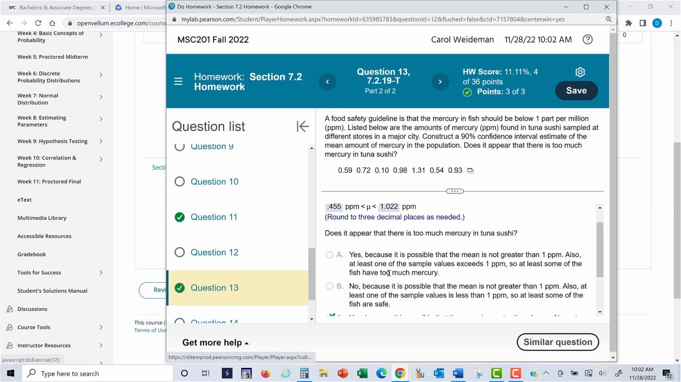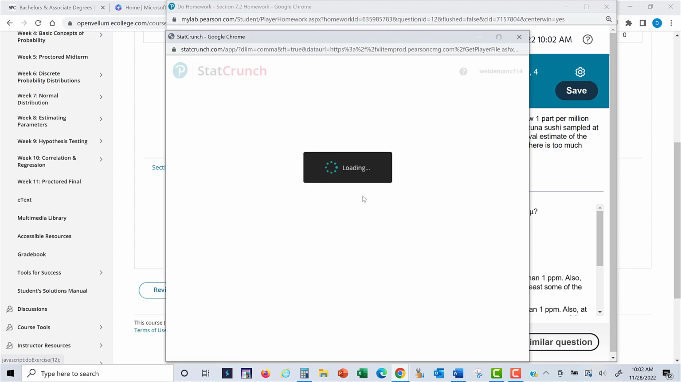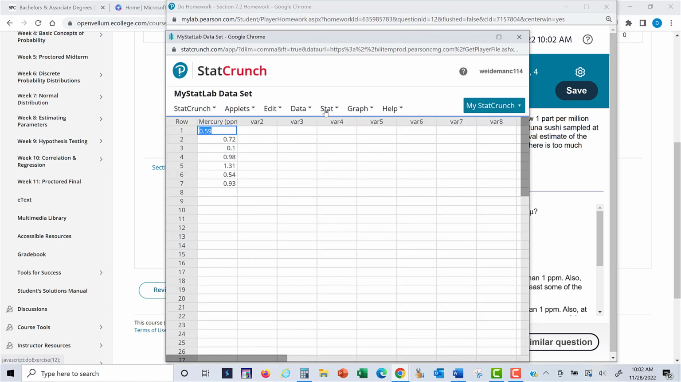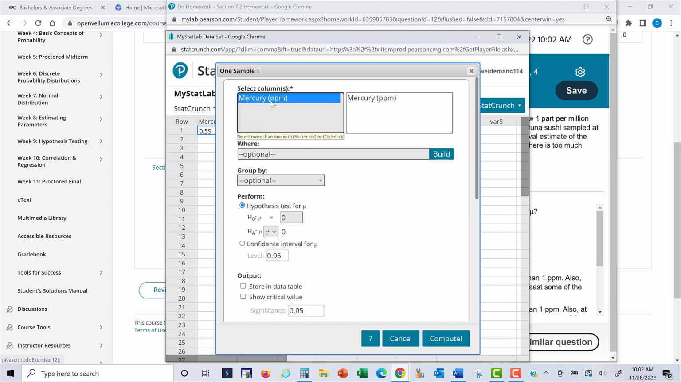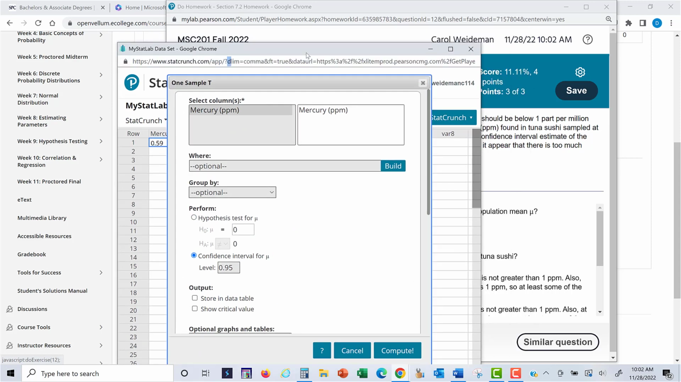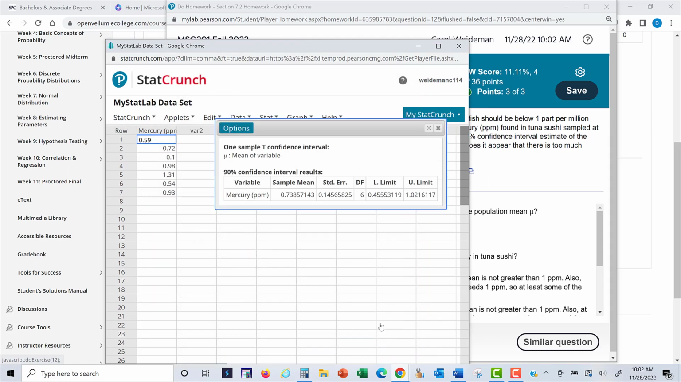This time you have data. So we're looking at mercury in fish, in tuna sushi. I've got an icon here where I can open this up directly in StatCrunch. Now I've got the data, so I actually have fewer steps to do here. I'm going to go to T-Stats, one sample with data. I'm going to click on the column with the data, and then down here, all I have to do is tell it what confidence level I want to do, and I want to do a 90%. So I'm going to hit 0.9 and compute.